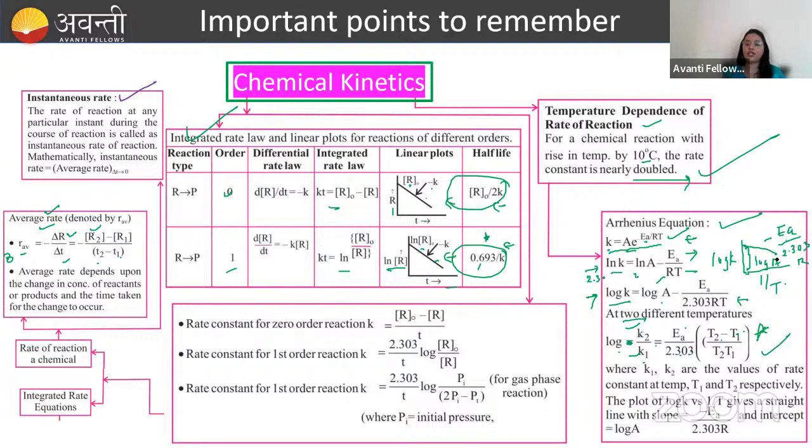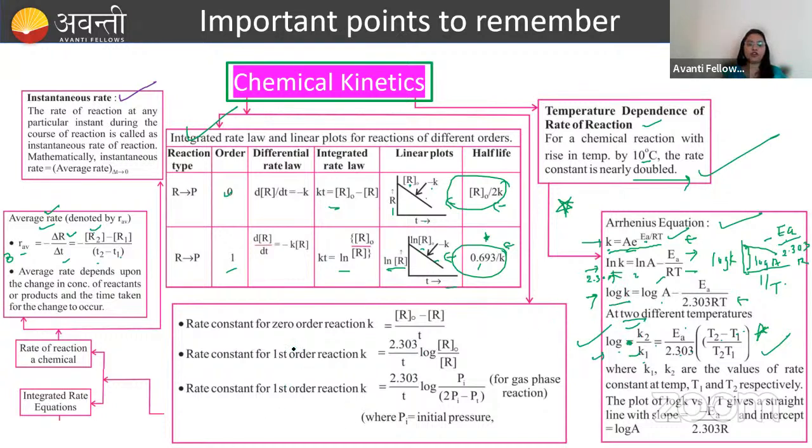This will be the slope of the given line. This is very, very important: the Arrhenius equation and its graph. What will be the nature of the graph? What is the equation? This is a simple equation. This is what we can say in terms of the logarithmic equation. Okay, this is in terms of the ln equation. All these three equations are very, very important.